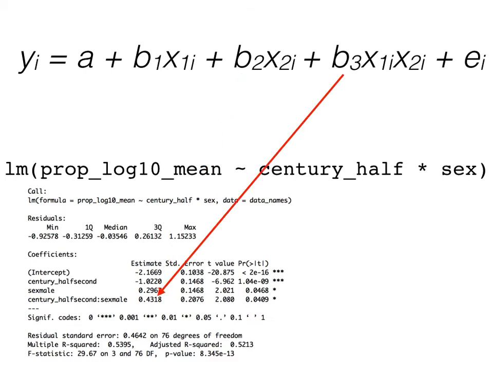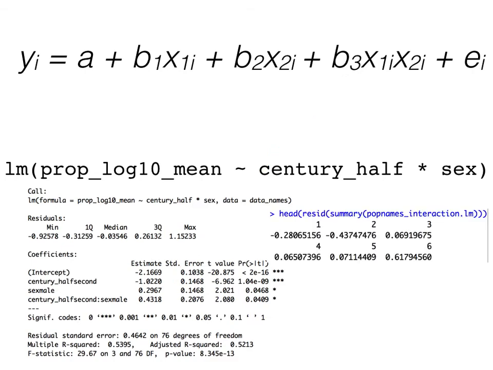Finally, our b3 is less transparent, but tells us the slope of the interaction. The larger the estimate, either negative or positive, the more likely an interaction is present in the data. As always, we can also use resid to find out the residuals for the data points in our model. Looking at the results of the model, we find that in this data, we do indeed have a significant interaction of century half and sex. But as it stands, we don't know what that means.